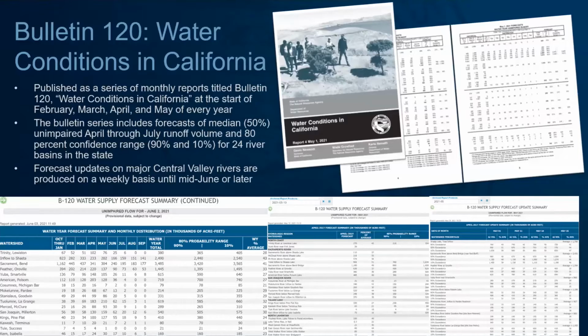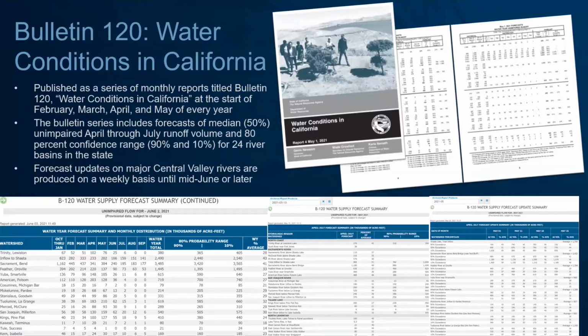For those not familiar with the Bulletin 120, it's published monthly starting in February. So it's published in February, March, April, and May for conditions as of the first of that month. And then it gets updated weekly, every single week after that, until about the first or second week of June, depending on how dry or how wet the current year is. This year we forecasted to the first week of June.